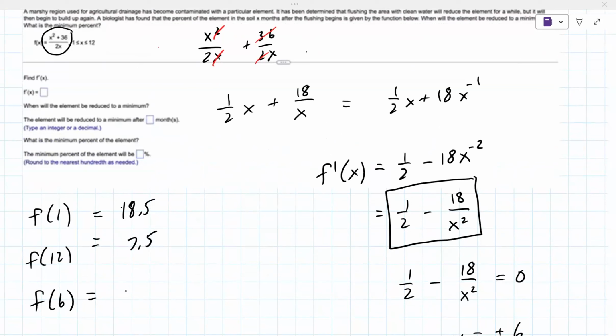all right, you end up getting 6. So the minimum is after 6 months. That's the x value. And the minimum percent of element will be 6%. That's the y value.